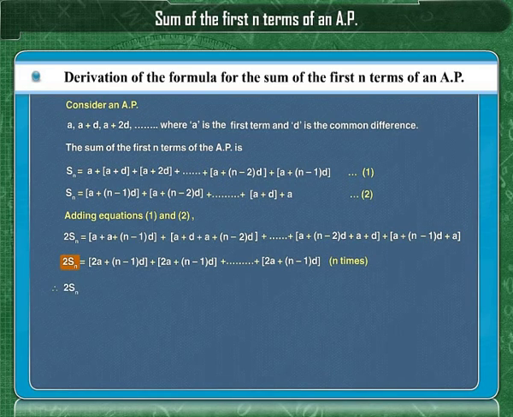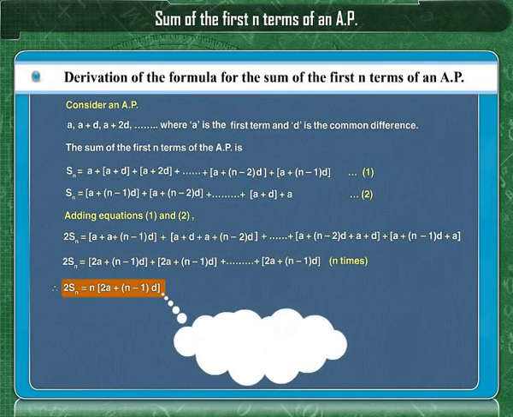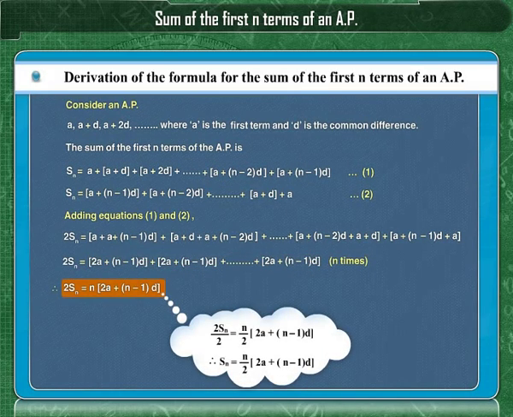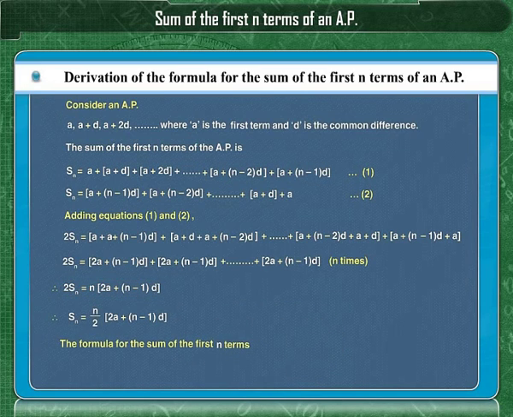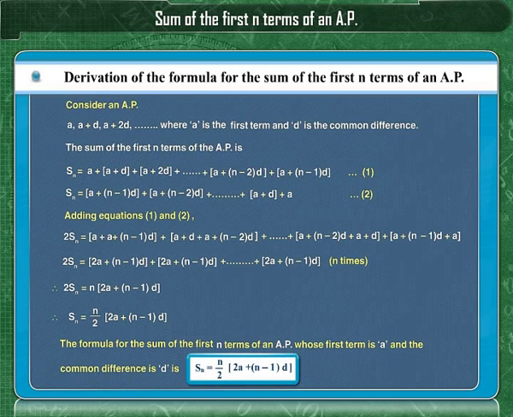Therefore, 2Sn is n into 2A plus n minus 1 into D. Dividing by 2 on both the sides, we get Sn is n upon 2 into 2A plus n minus 1 into D. Thus, the formula for the sum of the first n terms of an AP with first term A and the common difference D is Sn is n upon 2 into 2a plus n minus 1 into d.